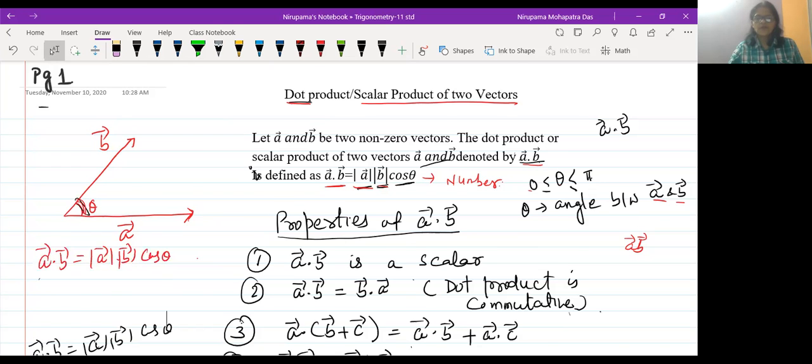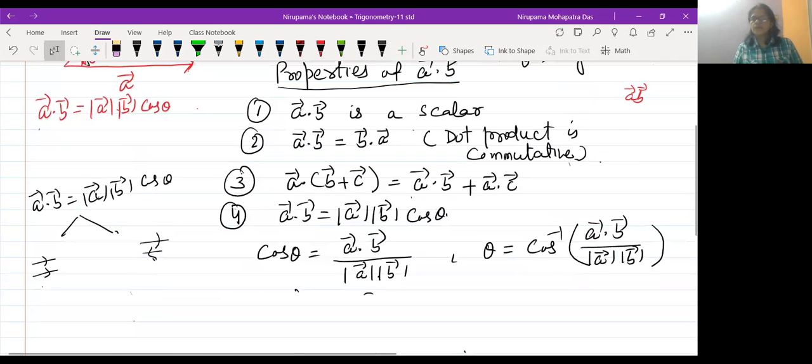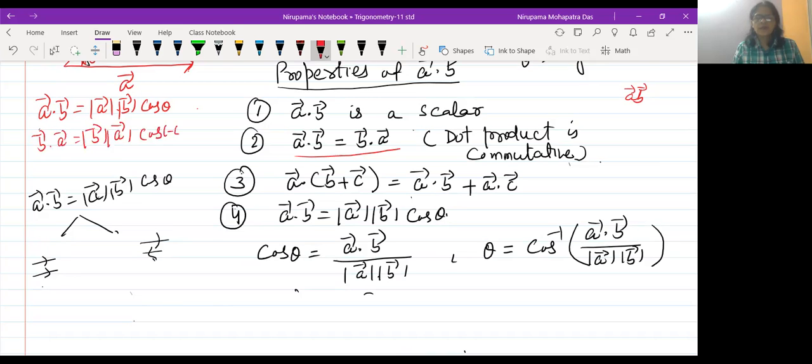Now going to the properties of the scalar product of two vectors. First of all, A dot B is a scalar quantity. The second point is that the dot product is commutative, meaning A dot B equal to B dot A. Because if I write B dot A, I can take magnitude of B into magnitude of A. If I change the direction also, it will be cos minus theta, and cos minus theta is the same as cos theta.